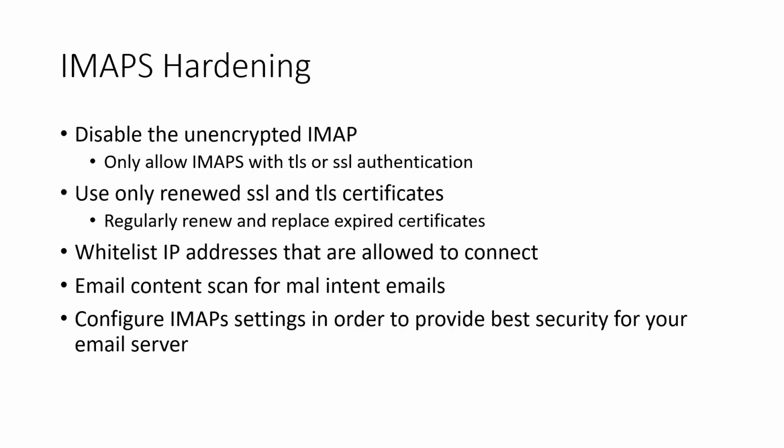And here we have IMAPS hardening. First of all, we have to disable the unencrypted IMAP. IMAP runs on port 143, and that port is unencrypted. So in order to make it secure, you would want to disable that port and only use the port, I believe it was 993, with TLS or SSL authentication or encryption. This makes sure that your email server is more secure.